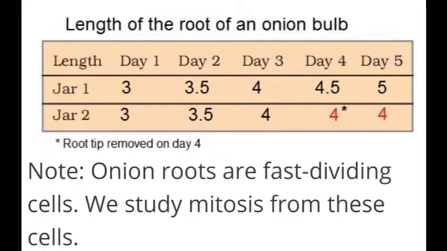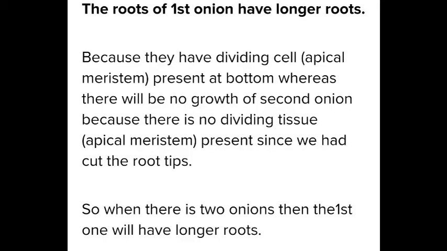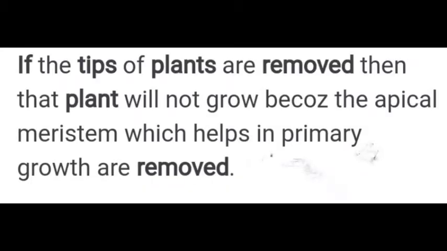First question, which of the 2 onions had longer roots? Why? The answer is the onion in jar 1 has longer roots, as the growth of roots continues in it due to intact root tips. Question 2. Do the roots continue growing even after we have removed the tips? The answer is the roots did not continue to grow in jar 2 after cutting down their tips. Question 3. Why would tips stop growing in jar 2 after we cut them?